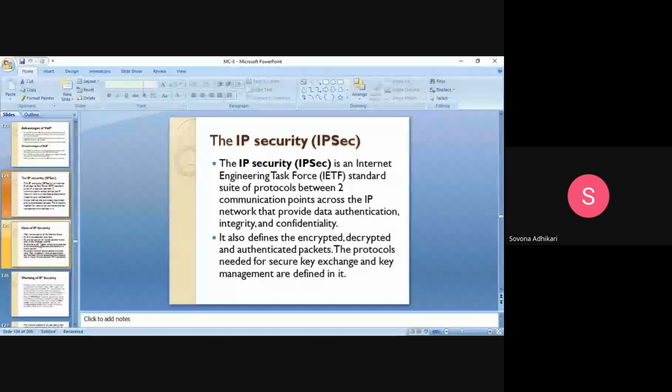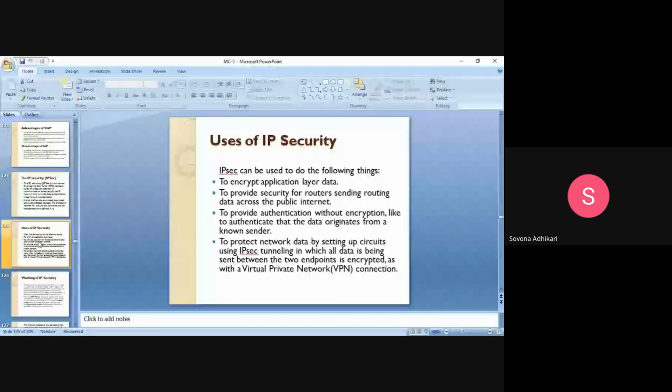The protocols needed for secure key exchange and key management are defined in it. Let us see what key exchange is.